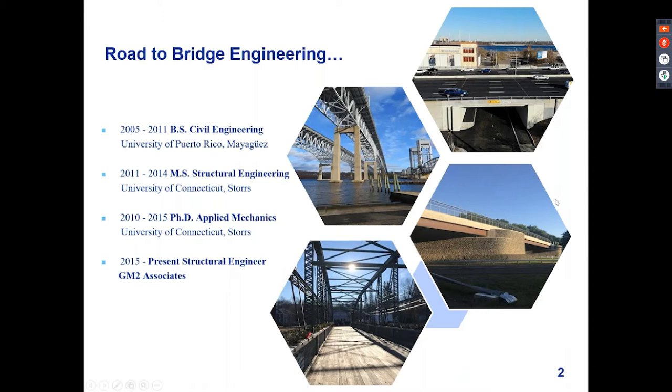I was also involved in the design of the full structural replacement of this bridge over I-91 in Connecticut. We ended up using a DRS IBS abutment, which is a type of abutment developed by FHWA, and it ended up working very well for this structure.